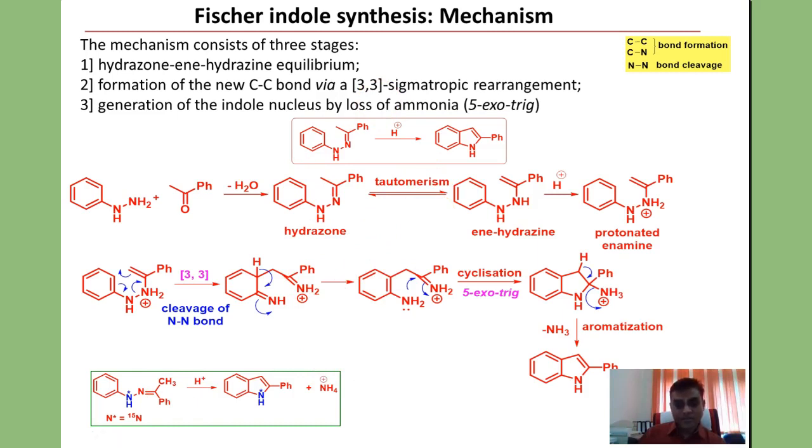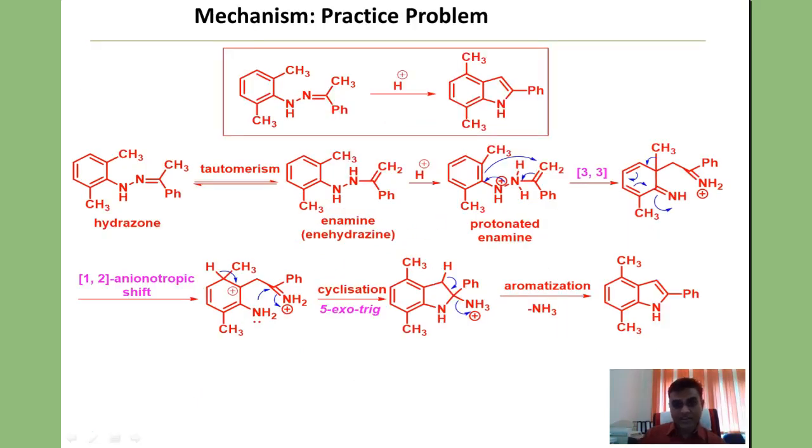Now, after learning this mechanism of the Fischer indole synthesis, let us do some practice on understanding this process. It is a very classic example where the ortho positions of this phenylhydrazone are blocked. Still, the reaction succeeds, and therefore we have decided to discuss the mechanism of this reaction. Here again, hydrazone will undergo tautomerism and we will get an enhydrazine. Enhydrazine will be protonated here.